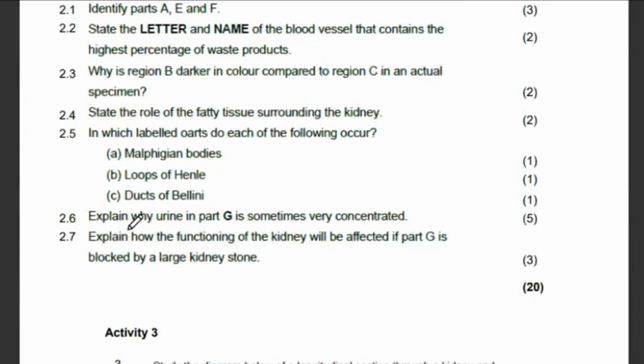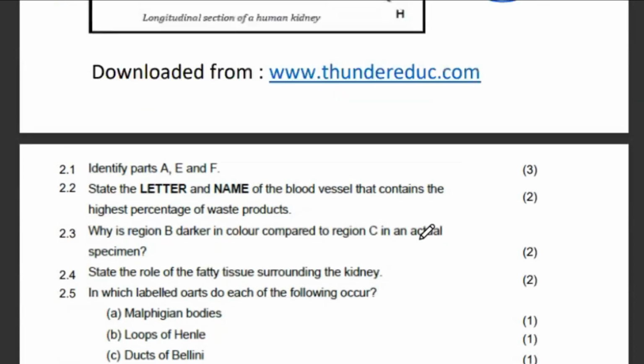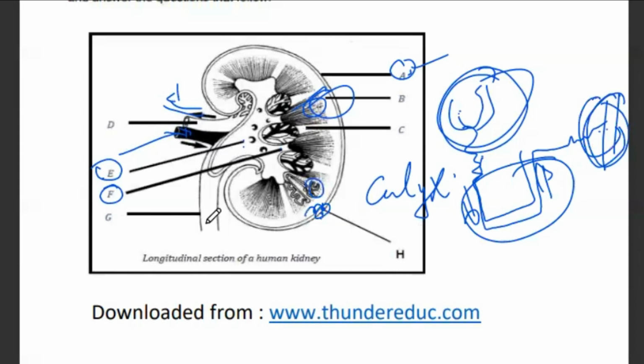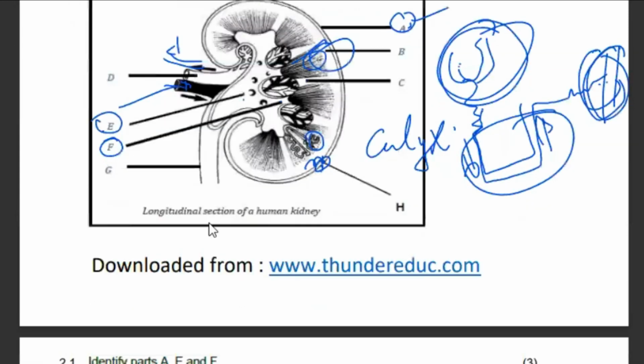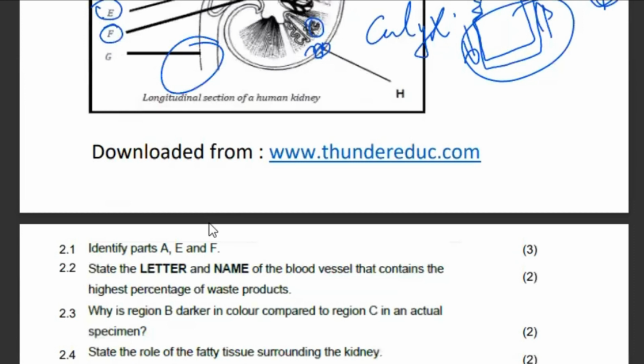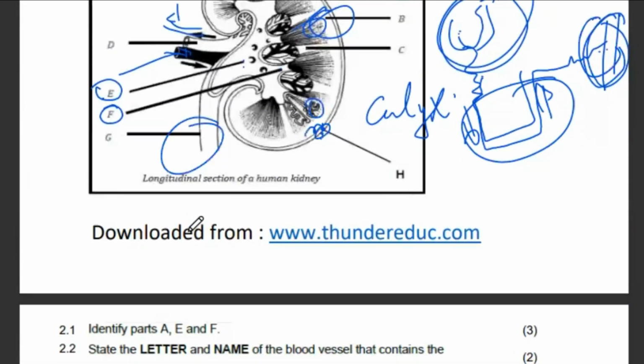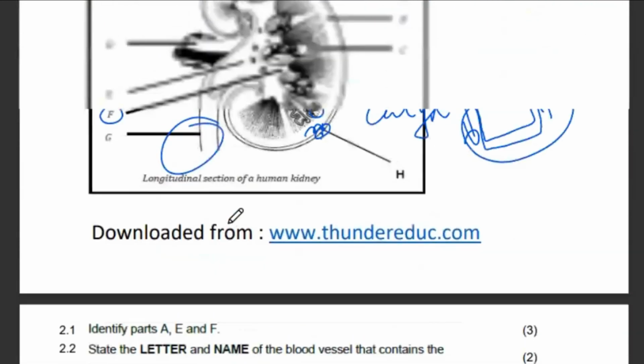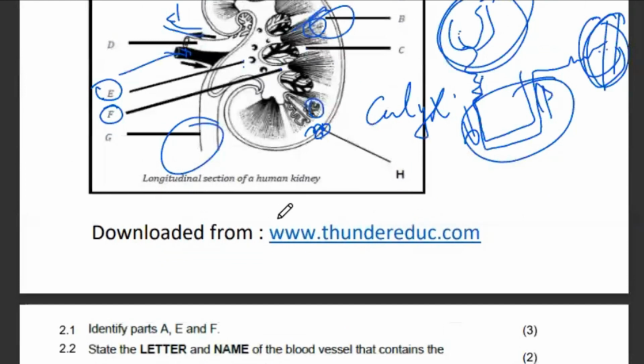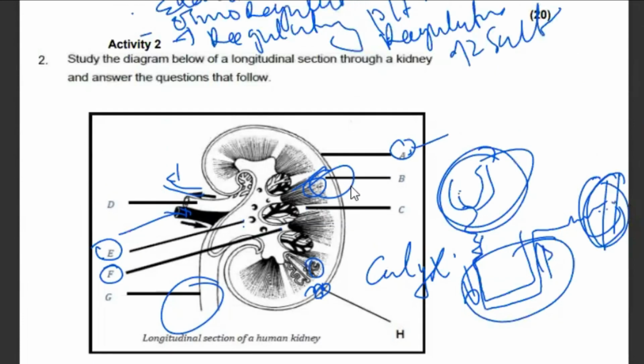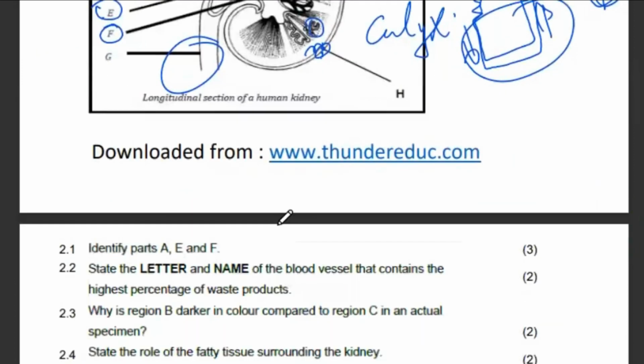Explain why urine in G is sometimes very concentrated. Where is G? Why is urine in the ureter more concentrated sometimes? So here, what you need to talk about is that when this urine is here, sometimes it reabsorbs. Wait, how many marks are these?